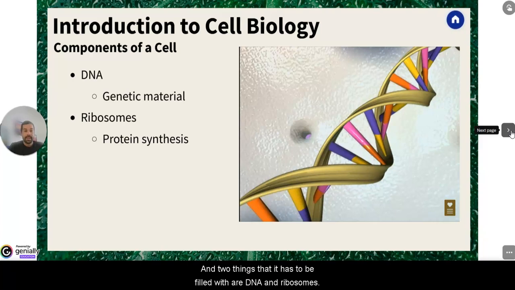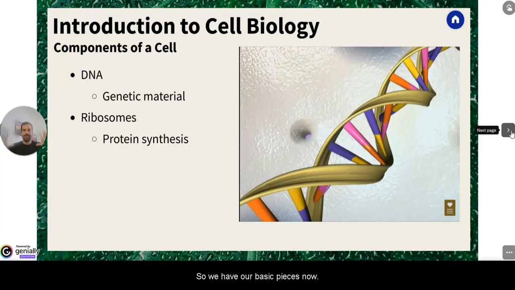And two things that it has to be filled with are DNA and ribosomes. DNA is that genetic material that provides information on the proteins that are to be made, and then those proteins can do work. Ribosomes are made up of other genetic material. They're made up of RNA as well as proteins, and ribosomes are what are involved in synthesizing the proteins based off of DNA and RNA.